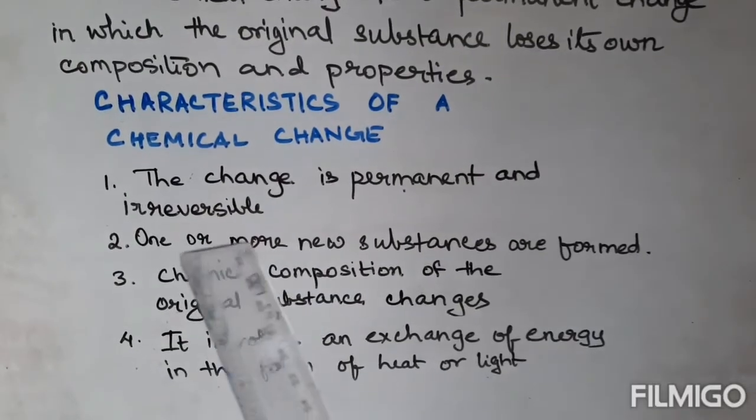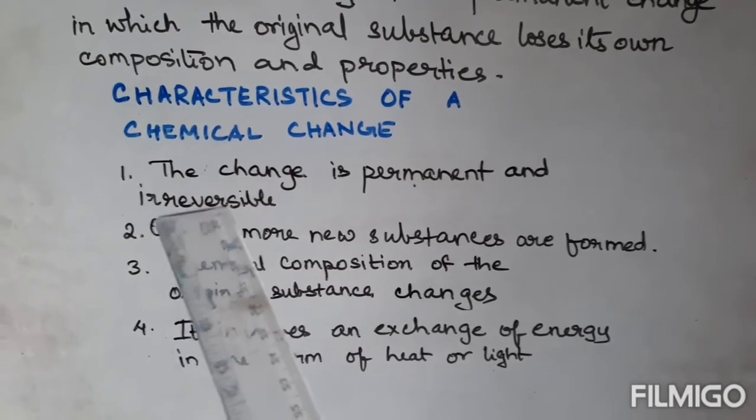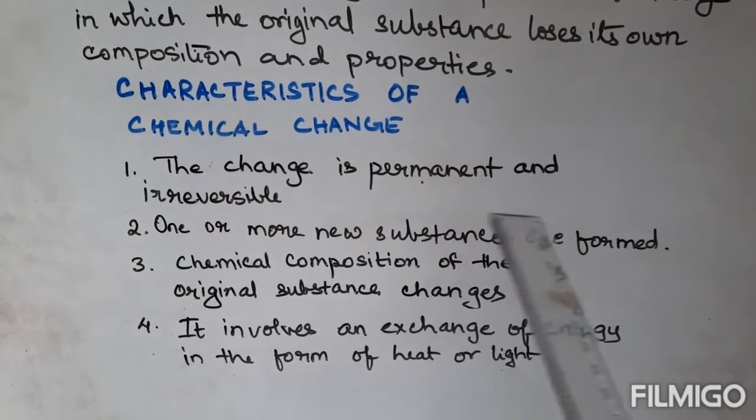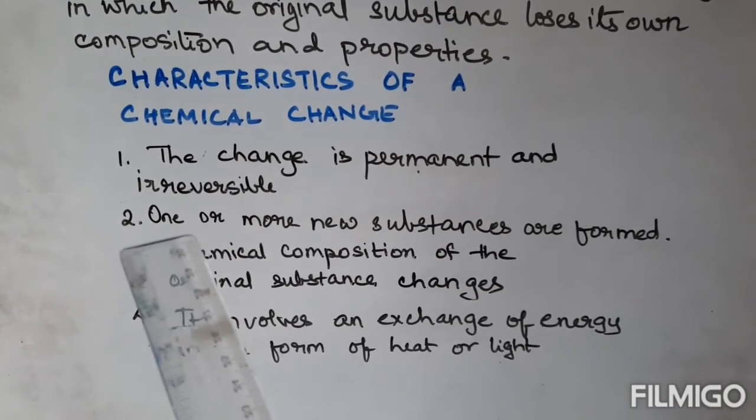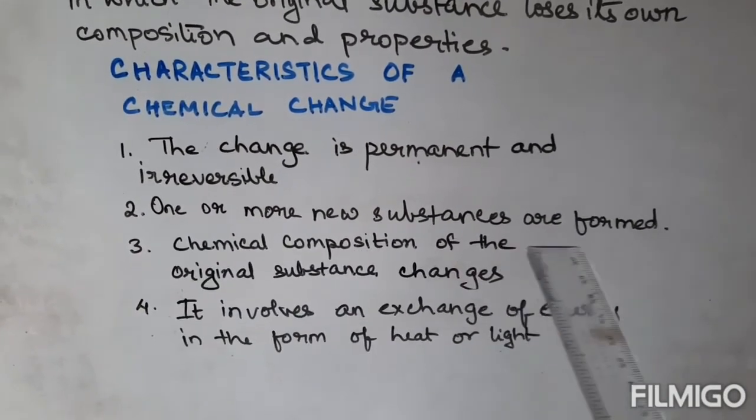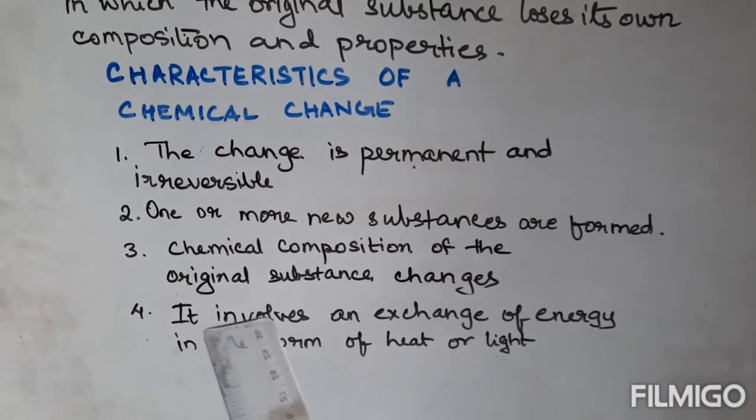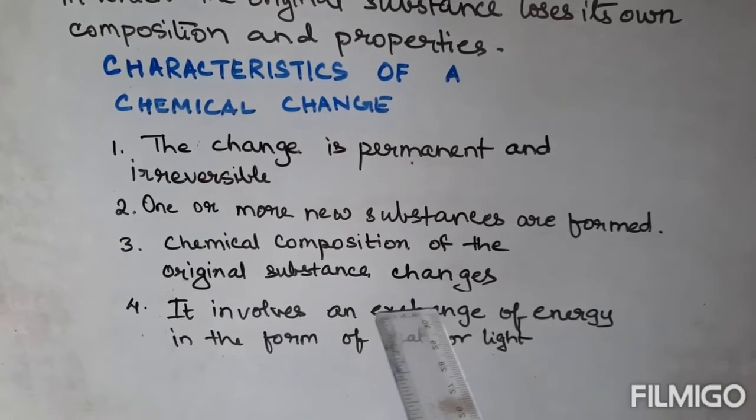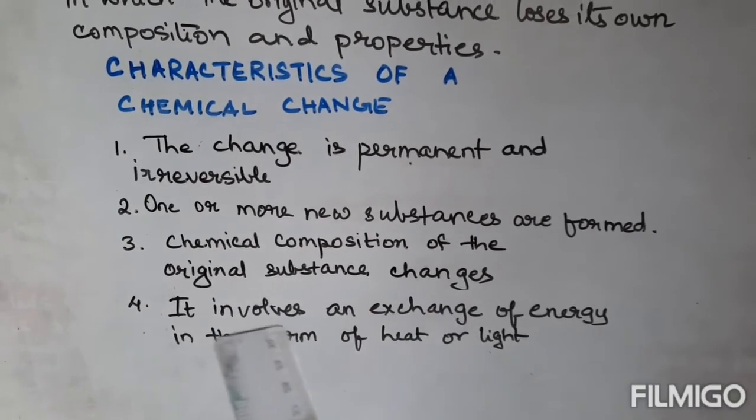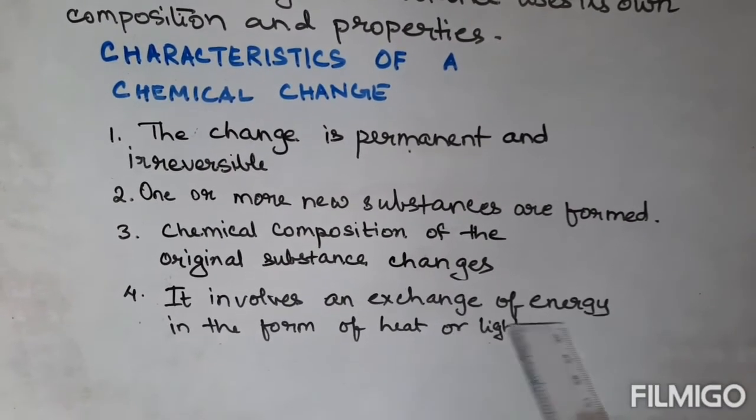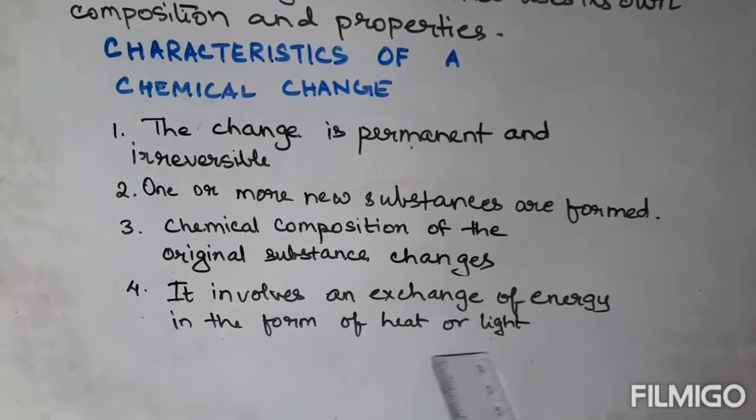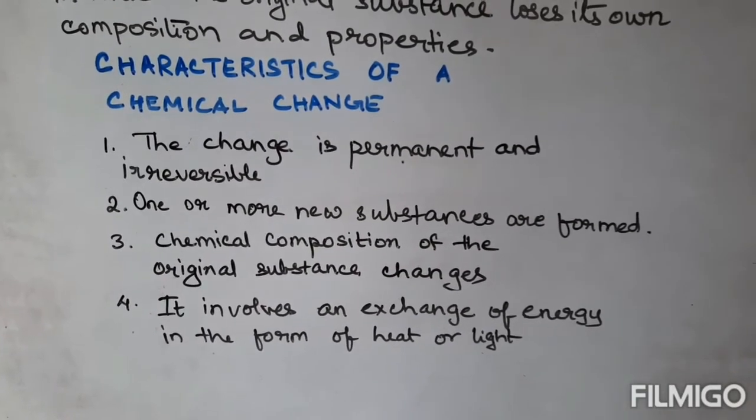In the characteristics of chemical change, we get the change is permanent and irreversible. One or more new substances are formed. Chemical composition of the original substance is changed. It involves an exchange of energy in the form of heat or light.